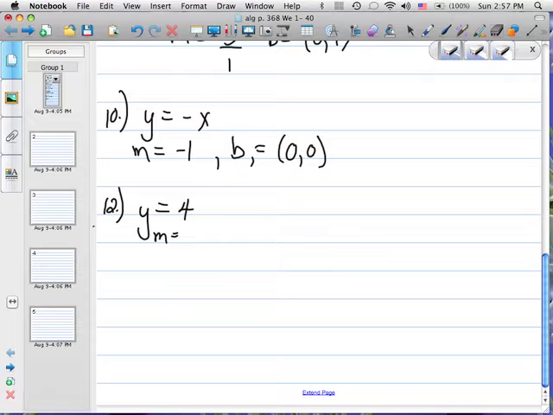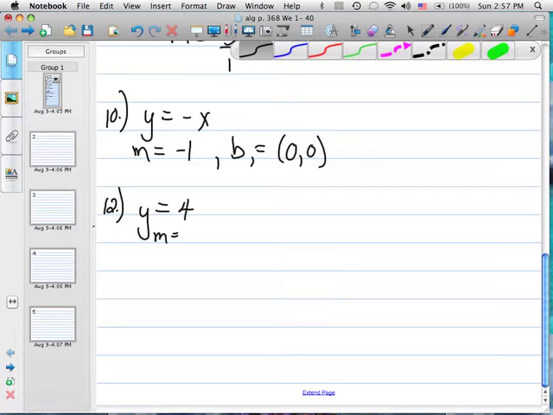I'm thinking of the x. Since there is no x term, the slope must be 0, because 0 times x is 0. So our slope is 0, and our y-intercept is 0, 4. So it's going to be a horizontal line through 0, 4.